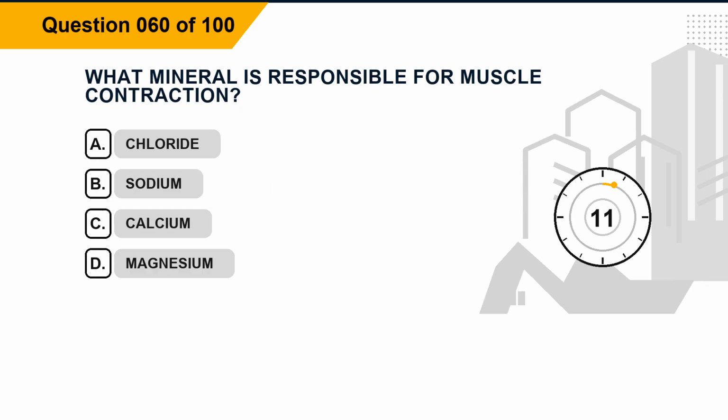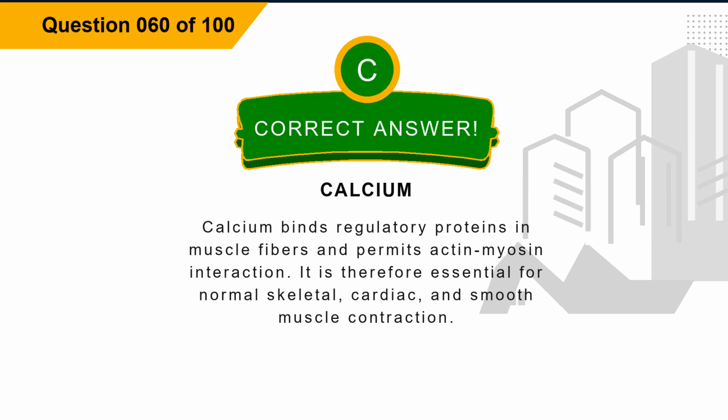Question 60. What mineral is responsible for muscle contraction? Option A, chloride. Option B, sodium. Option C, calcium. Option D, magnesium. The correct answer is option C, calcium. Explanation. Calcium binds regulatory proteins in muscle fibers and permits actin-myosin interaction. It is therefore essential for normal skeletal, cardiac, and smooth muscle contraction.